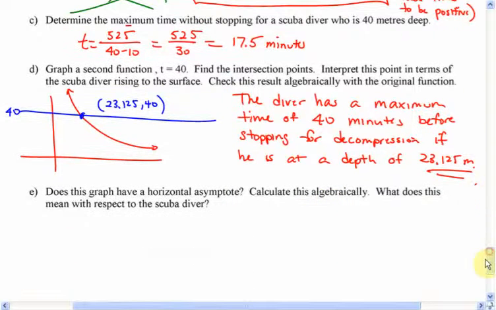So let's calculate this algebraically. Remember, the key thing is to take the limit, and please write this down, as x approaches infinity of the function 525 over, now, oops, I made a mistake. There's no x in this function, is there? It's d, right? So what should I use instead of x? D, yeah. Okay, and I made that mistake on purpose, so you'll know too.